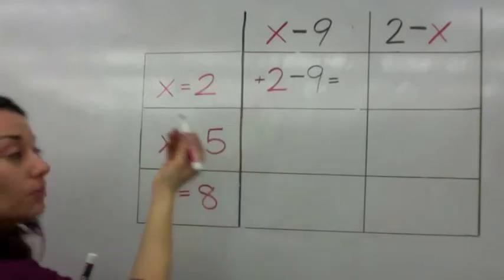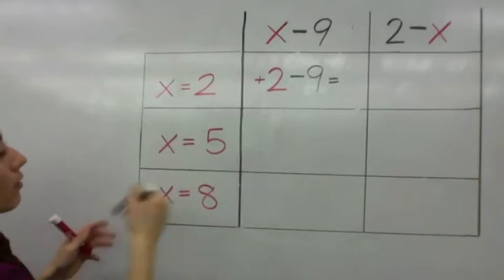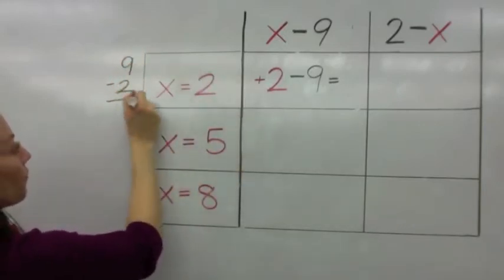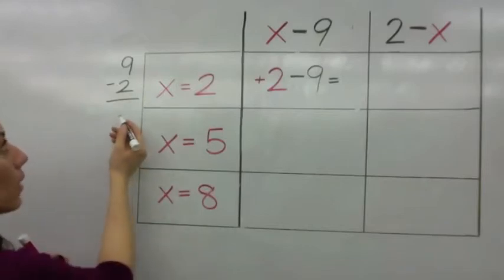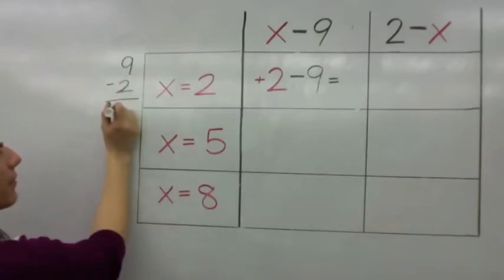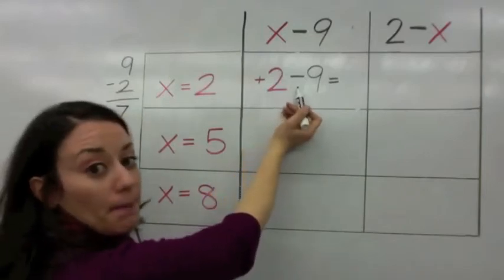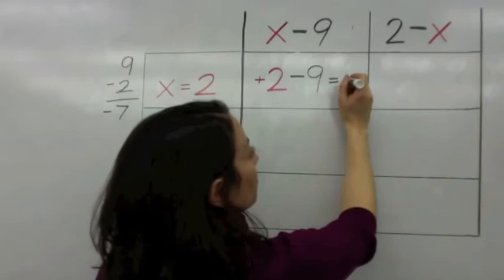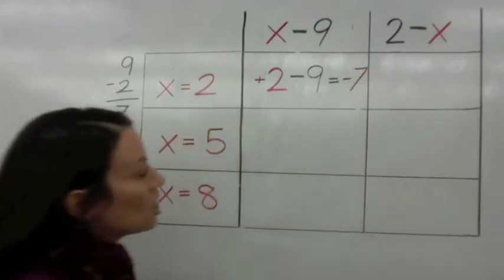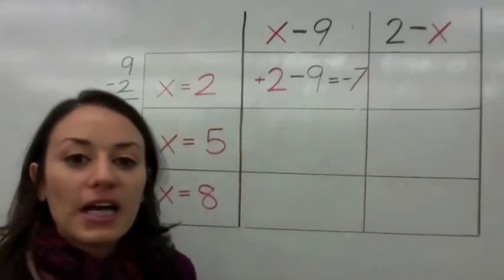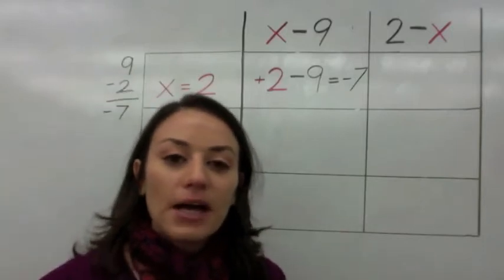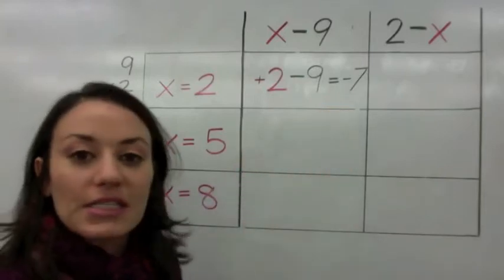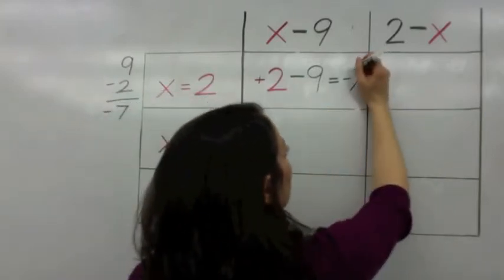If I put the bigger number on top, I say 9 minus 2. What's 9 take away 2? 9, 8, 7. But the bigger number is 9, so the answer is negative 7. So here it's negative 7. Again, if you have 2 take away 9, just think about 9 minus 2, and because the bigger number is negative, the answer is negative, okay? So we have negative 7 here.